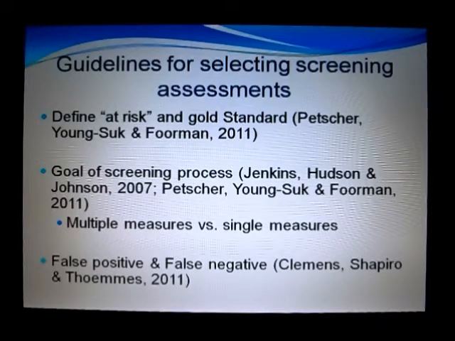The last one down there talks about false positives and false negatives, which is always something that you want to take into consideration when selecting screening assessments, because you want to use your resources without wasting your resources. So if you end up with a lot of individuals who fall into those categories where they're not at risk but they failed your assessment, so you're treating them as if they are at risk, it's a consideration that needs to be made.